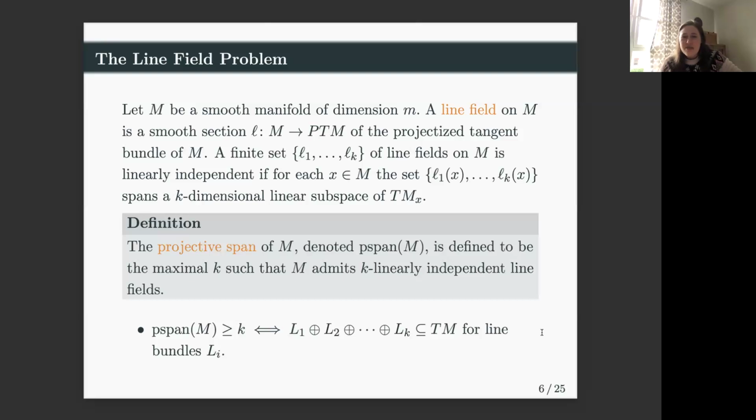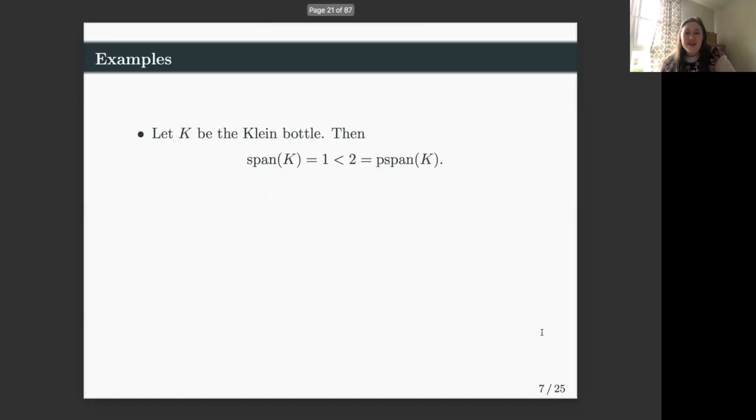And in a similar way as before, you have k linearly independent line fields on your manifold if and only if there are k line bundles which split off the tangent bundle of the manifold. So this is a kind of yoga that I will keep using a lot. Now, we don't have a lot of manifolds whose projective span we know, but here's a nice simple example. If you have the Klein bottle, the tangent bundle of the Klein bottle will split into one trivial line bundle and one non-trivial one. So the span is 1 and the projective span is 2.